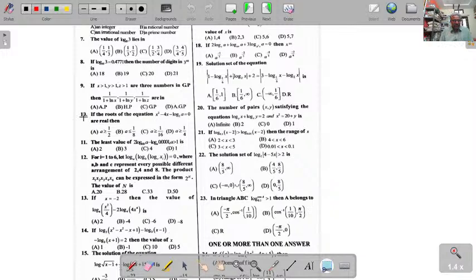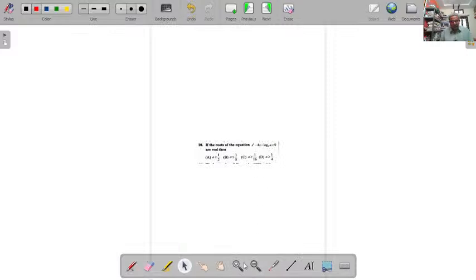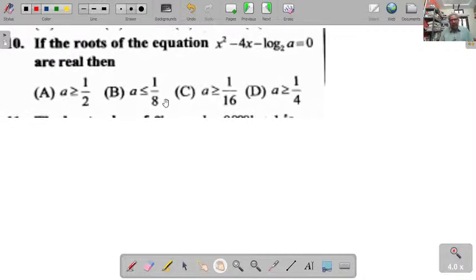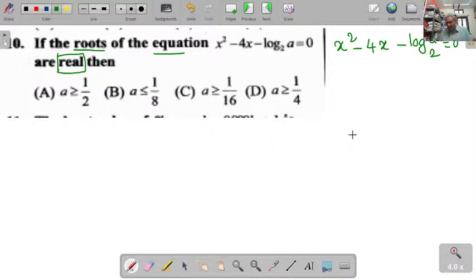Right, let us move to the next question. See the question. This question is connected to logarithms and quadratic equations. If the roots of the equation x square minus 4x minus log a to the base 2 equals 0 are real, this is very important, this is the stem of the problem. Then the options are: a greater than or equal to 1 by 2, a less than or equal to 1 by 8, a greater than or equal to 1 upon 16, a greater than 1 upon 6.